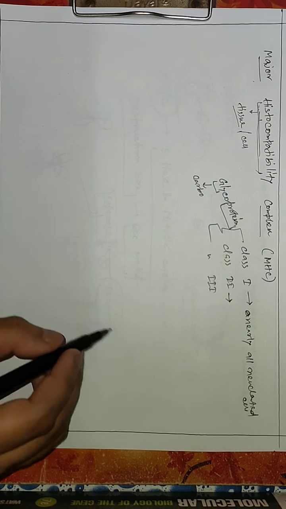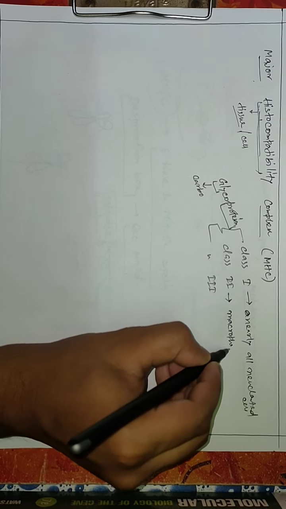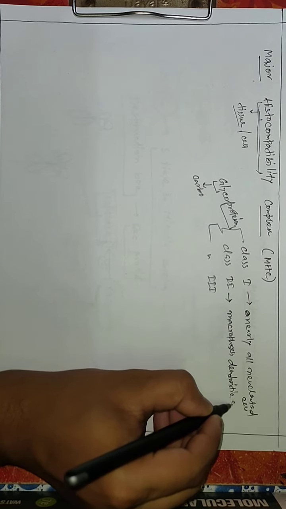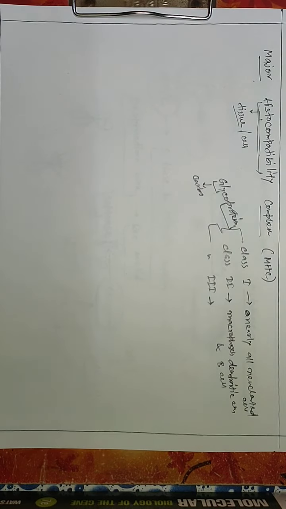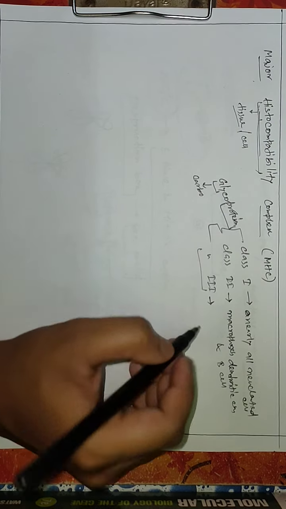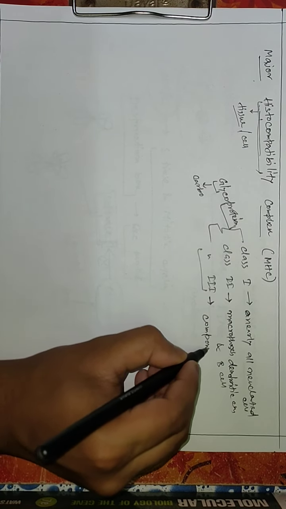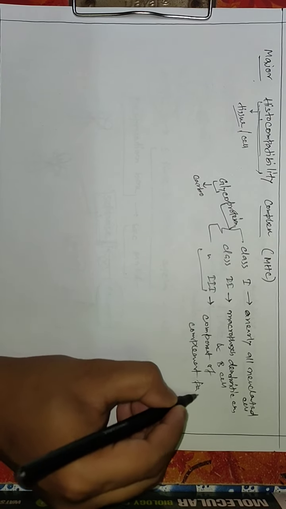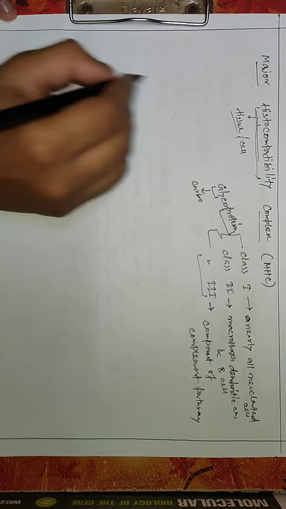So class 2 MHC is only present in macrophages, dendritic cells and B cells. And class 3 is very different: this gene, the class 3 MHC gene, encodes some components of the complement pathway.